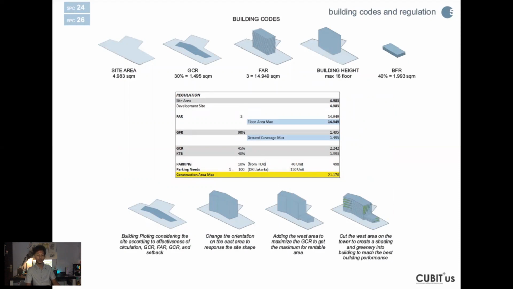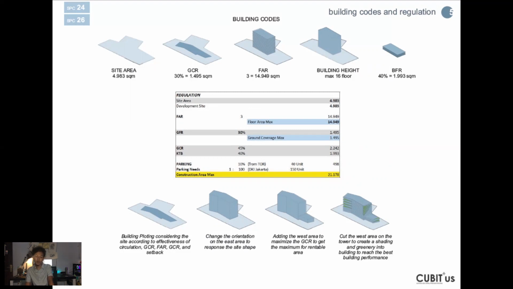So the site area is 4983 square meters, and the ground cover area is 30% on my site. So it's actually the KDB regulation. The maximum ground coverage ratio is 30%, and the floor area ratio is 3, and the maximum building height is 16 floors. And then the basement floor ratio is 40%. And that's the regulation.